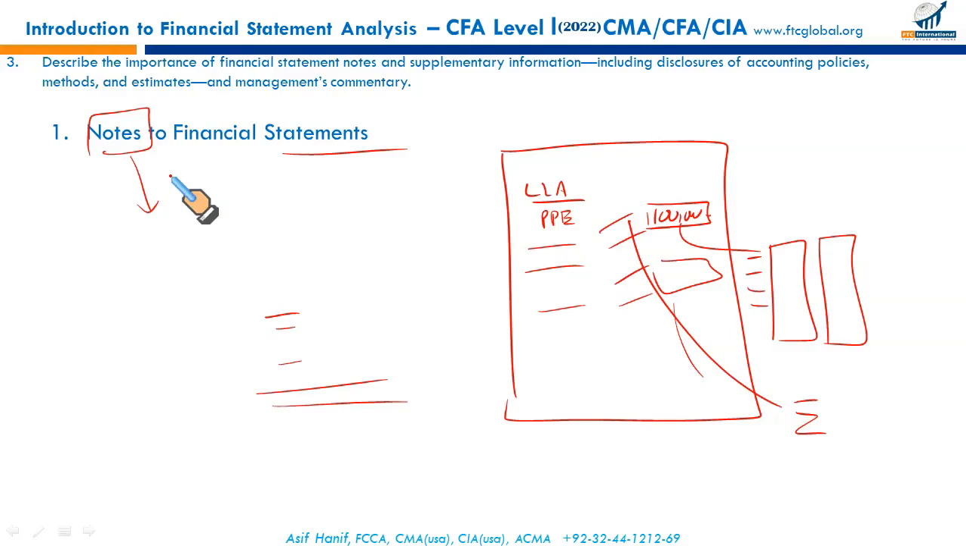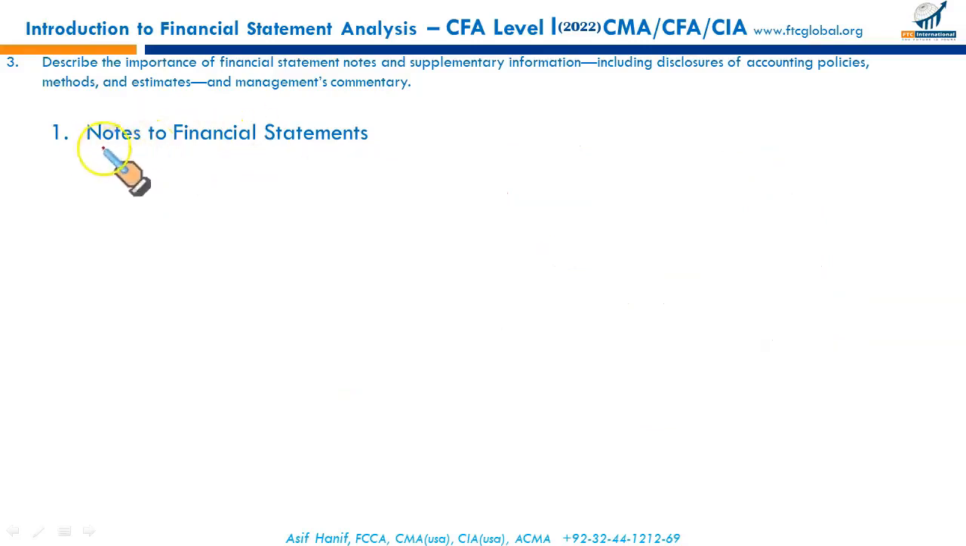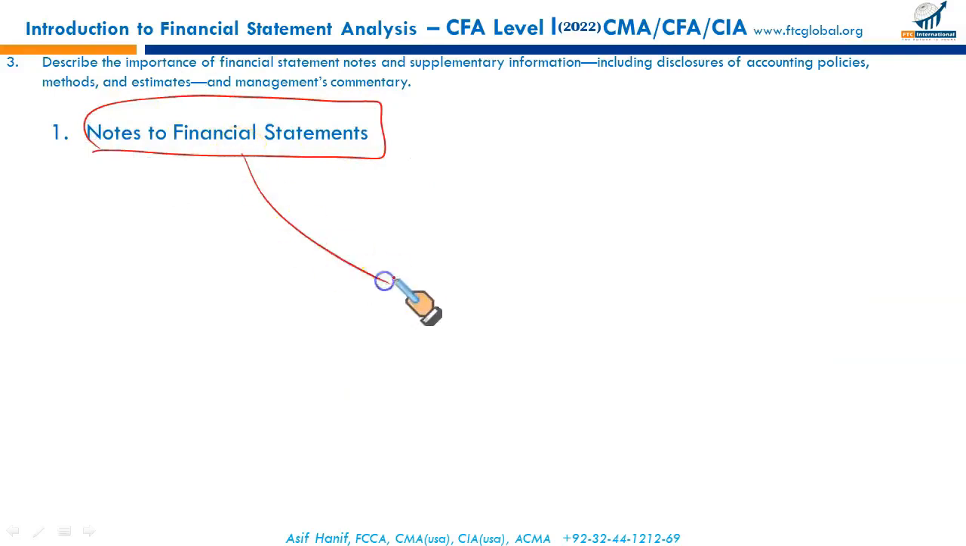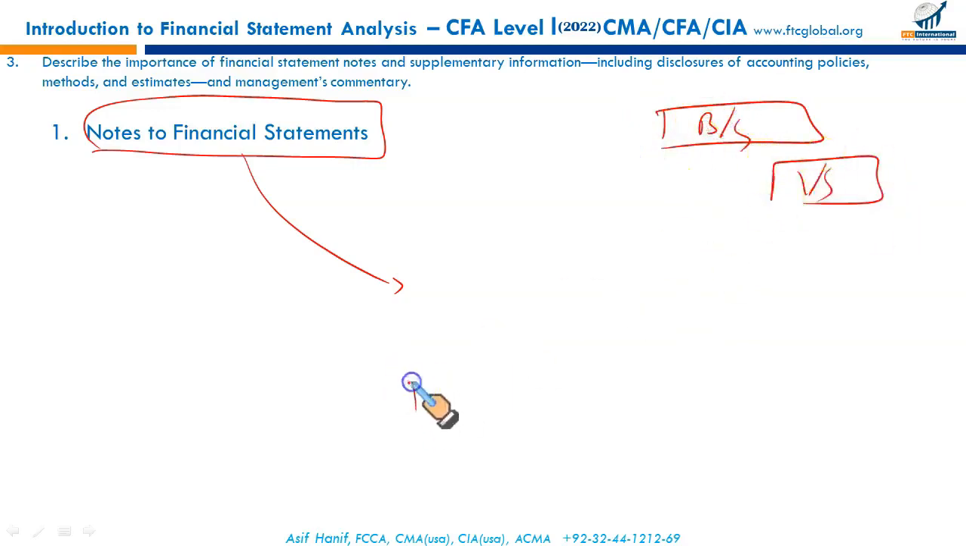Notes to financial statement, they amplify what is given in the financial statement. They explain what is given in the financial statement. One important point you must note: you cannot use notes to financial statement to justify an incorrect presentation. You have made an incorrect presentation on the face of balance sheet or income statement. You cannot justify it through notes. Or if there is a mistake in the balance sheet or in the income statement, you cannot justify the mistake or rectify the mistake through notes.